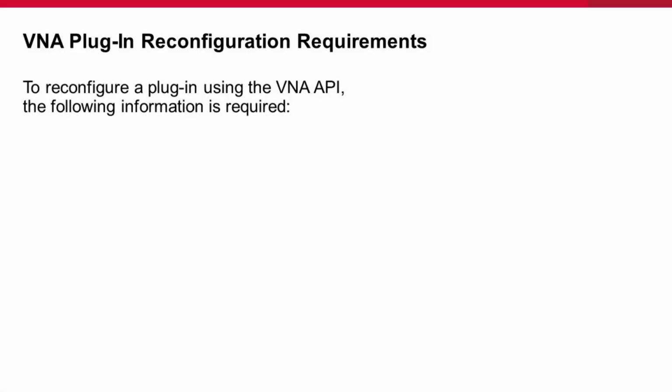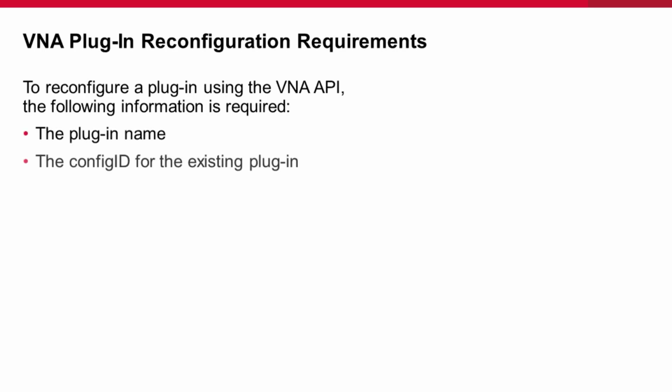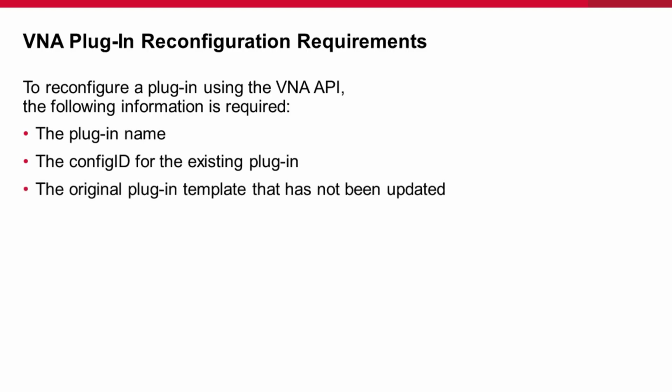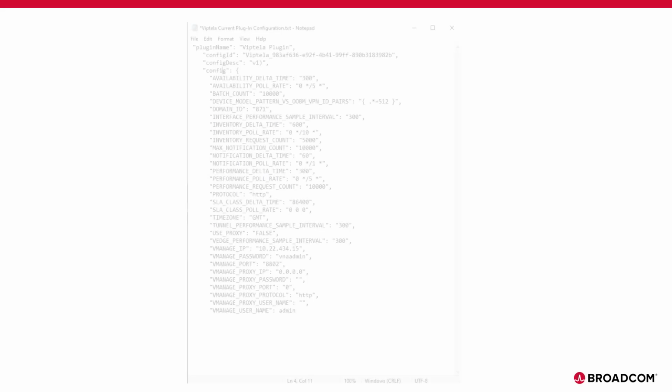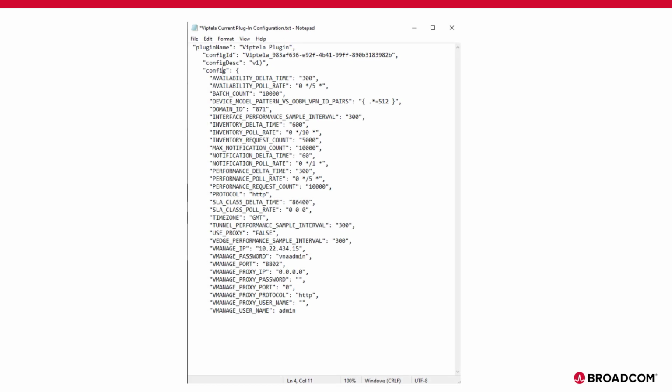To reconfigure a plugin using the VNA API, the following information is required: the plugin name, the config ID for the existing plugin, the original plugin template that has not been updated, and the current plugin settings for the existing plugin instance. In this demonstration, we will reconfigure an existing Viptela plugin configuration. This Viptela instance is already running and collecting data, and for the sake of example, we'll update the username and password used to access the virtual network.